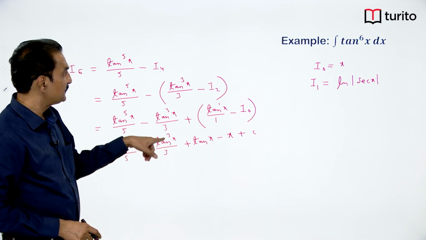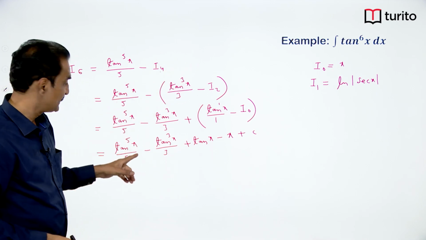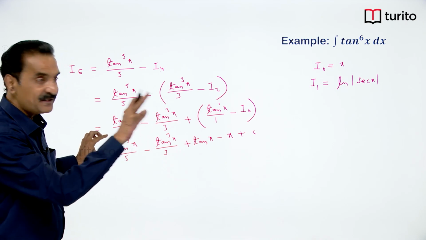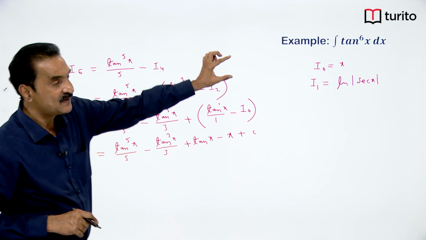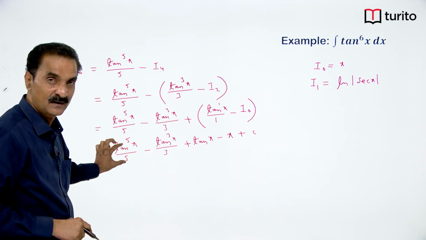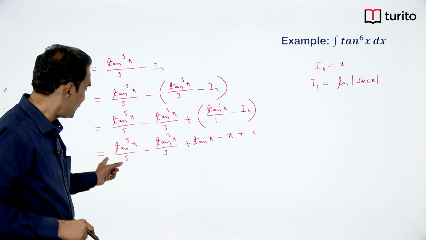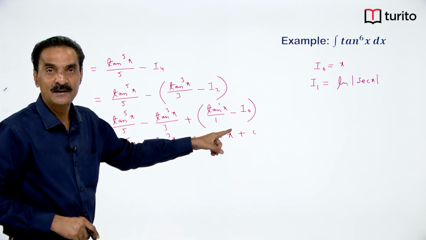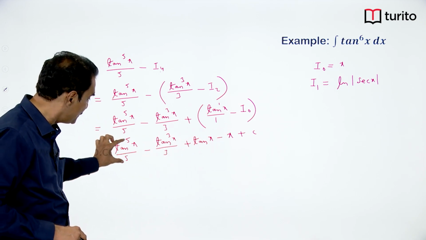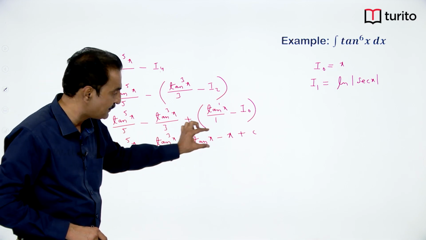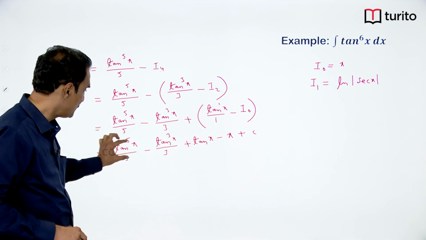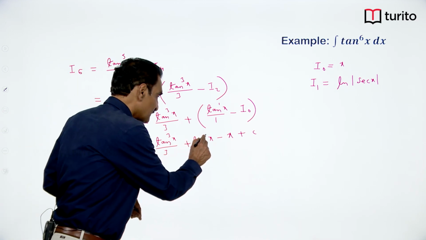Now, if you observe the formula for tan power nx, you can directly write the answer in one step. How? First you write tan power n minus 1x by n minus 1. Then taking plus and minus signs alternately, you go on reducing this power and denominator by 2 in each step. See, 5 becomes 3, 3 becomes 1.